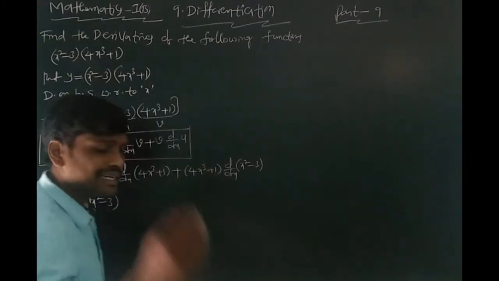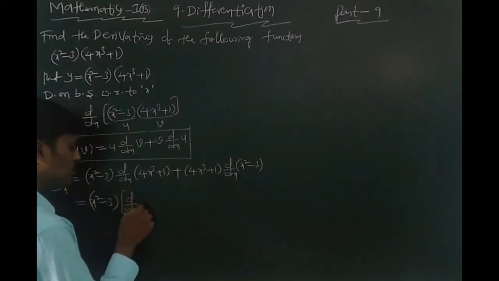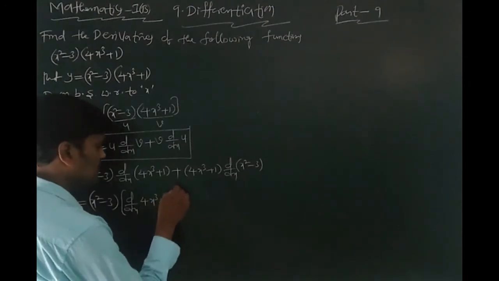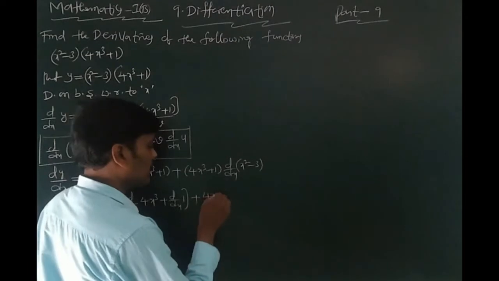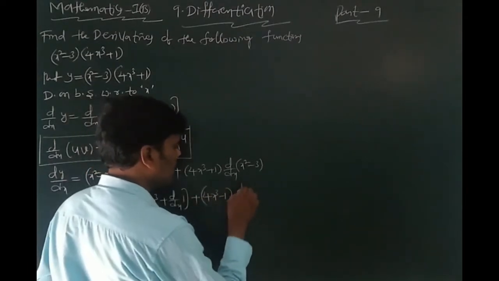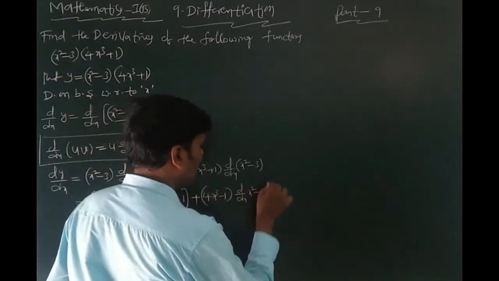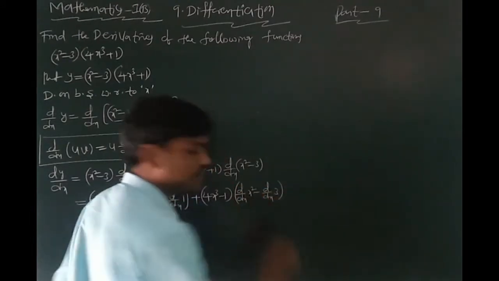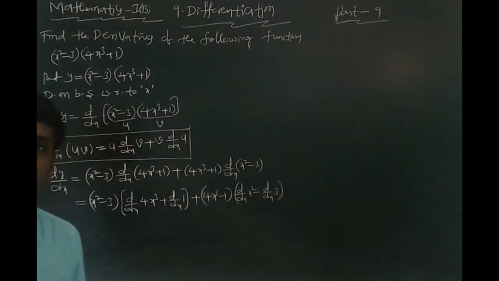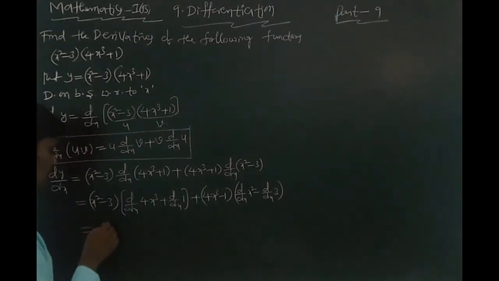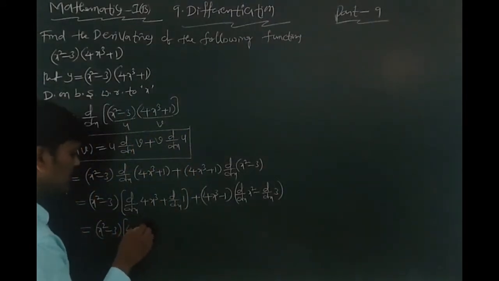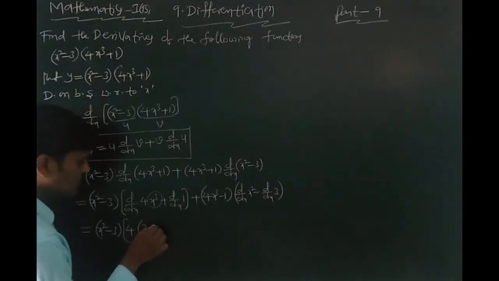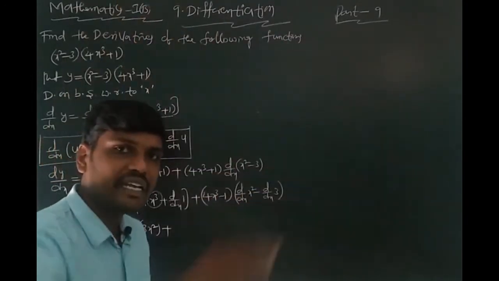Separated. Derivative of 4x cube plus derivative of 1, plus 4x cube plus 1 into derivative of x square minus derivative of 3. After that, x square minus 3 into, here 4 can be common, remaining x cube is there. X cube derivative is 3x square. Already completed formulas.